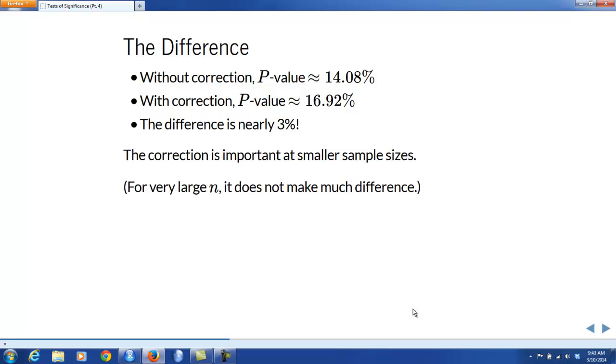So there's a difference here. Without the correction, the p-value would have been reported as about 14%. And with the correction, the p-value would have been reported as 16.92%, which is about 17%. 14%, 17%. The difference is nearly 3%. That's a fairly significant difference. So the continuity correction is fairly important to use at sample sizes that are not very, very large. For very large sample sizes, the continuity correction does not make too much difference.